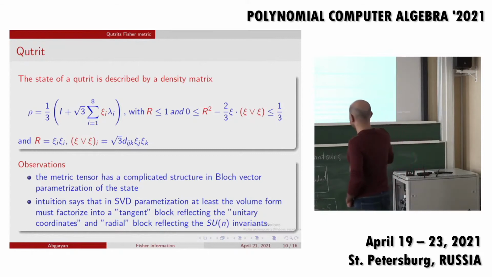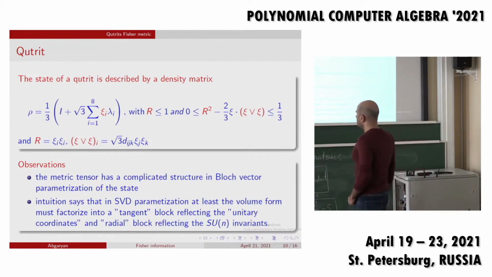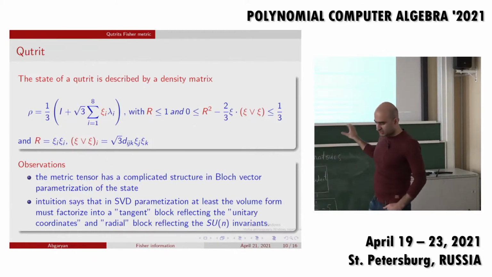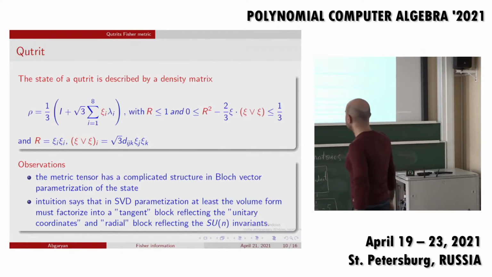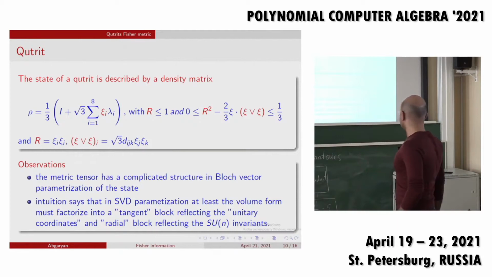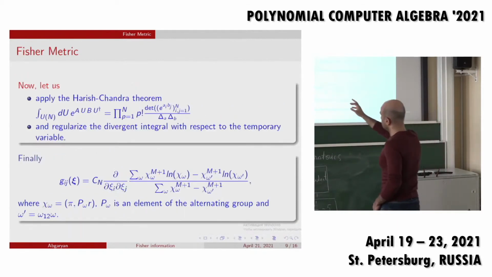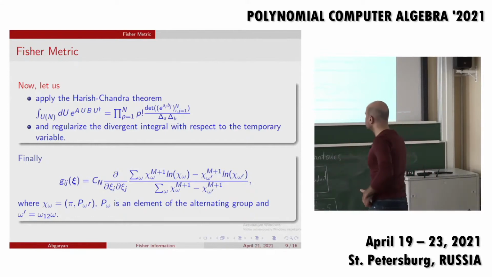Intuition says that in the SVD parametrization of the state, at least the volume form must factorize into a tangent block, which contains the information about the unitary coordinates of the state, and a radial block, which reflects the SU(N) invariance. Basically, one might even expect that the whole metric tensor in these coordinates would be block diagonal, containing tangent and normal radial parts.